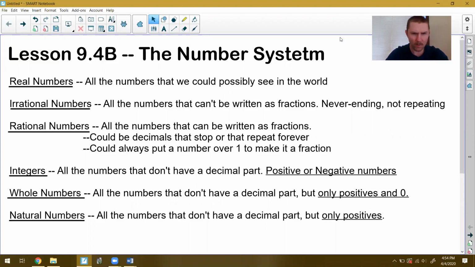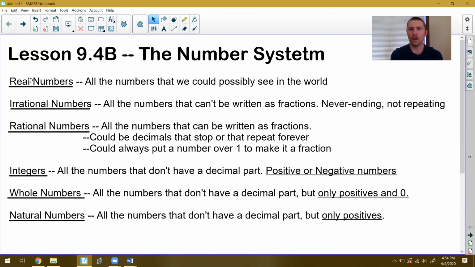So the most broad category of numbers that exists for us right now is the real numbers. Real numbers just means all the numbers, all the numbers that we could possibly see in the world. Every decimal, every fraction, every negative number, every positive number, every single number ever in existence is a real number. And all of these other categories are smaller categories within the real numbers.